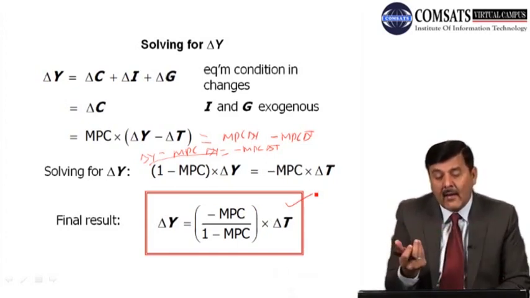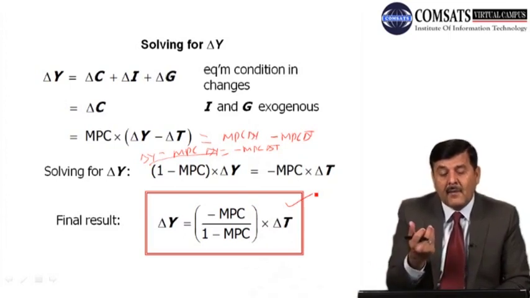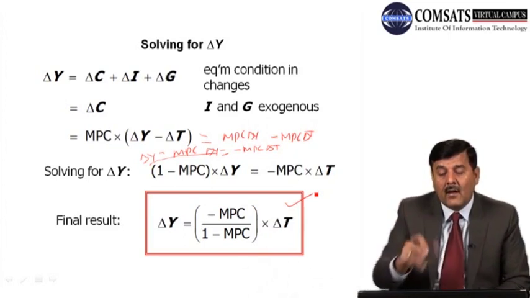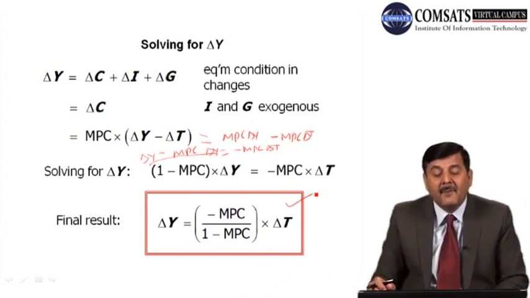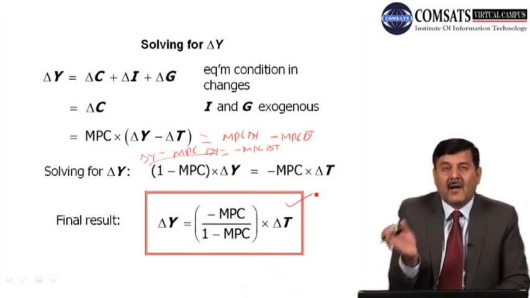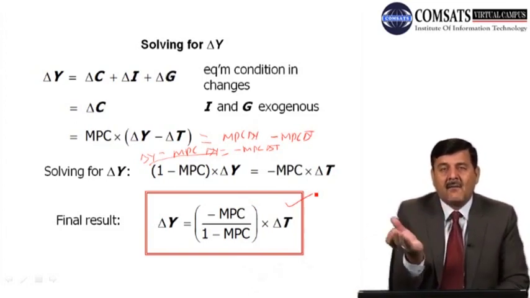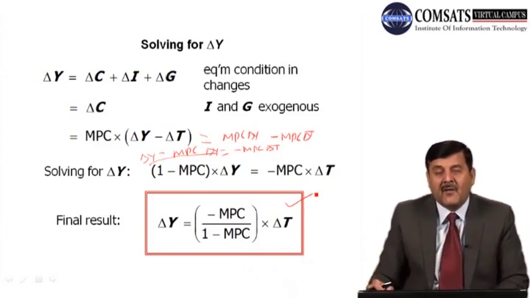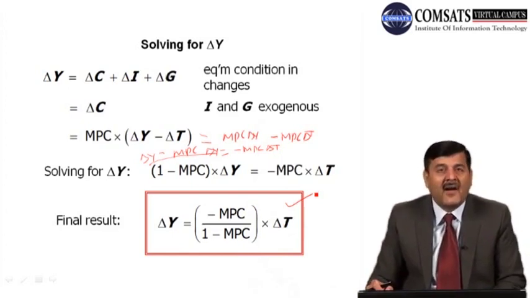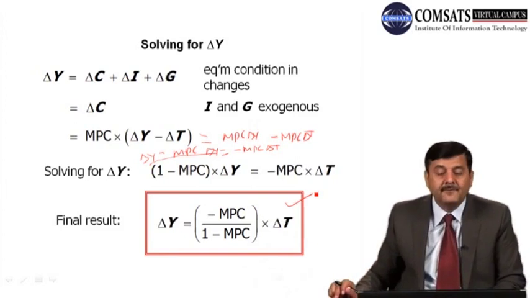And then if we multiply this by MPC on both sides, we get MPC delta Y minus MPC delta T. Now just collect the terms of delta Y on the left side. We are left with 1 minus MPC into delta Y is equal to minus MPC into delta T. Just rearrange this equation. Delta Y will be equal to minus MPC over 1 minus MPC into delta T.